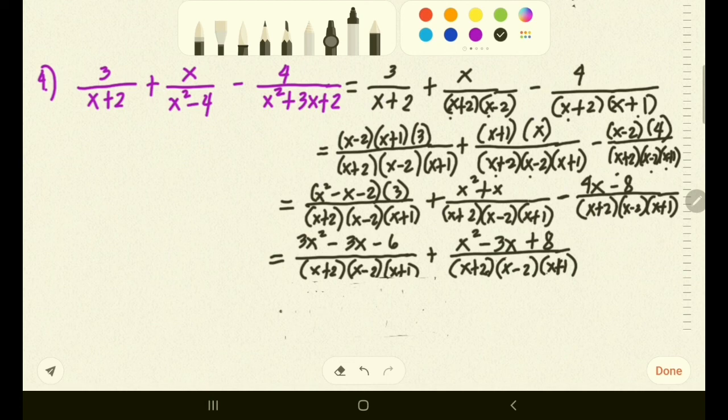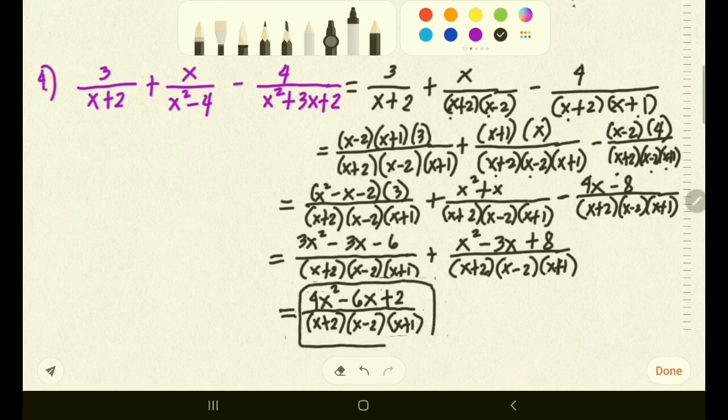Now we can add the numerators. So you have 3x squared plus x squared, that is 4x squared. Negative 3x plus negative 3x is negative 6x. Negative 6 plus 8 is positive 2. All over the quantity of x plus 2 times the quantity of x minus 2 times the quantity of x plus 1. Actually, the numerator is factorable, but if you factor it out, there is no common factor between numerator and denominator. So this would be the final answer.